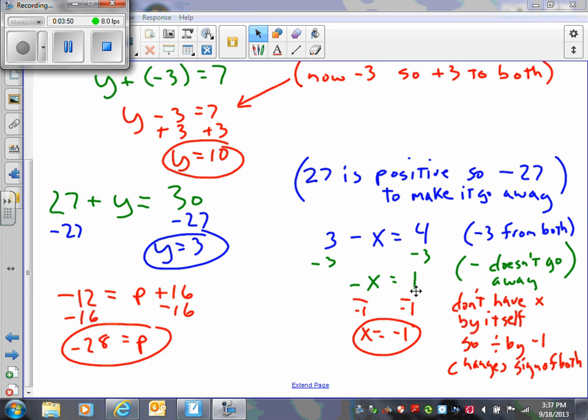Over here, 4 minus 3 is 1. Notice that negative sign, that minus sign, did not go away. Since we do not have x by itself, we have to divide by minus 1 on both sides. What that does is changes the sign of both. Negative x over negative 1 is x. 1 over negative 1 is negative 1.